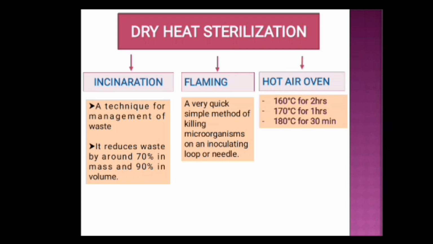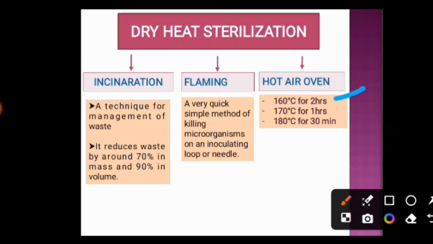This 160 degrees centigrade for 2 hours is the ideal temperature and time. But when you are in a hurry, you just increase the temperature by 10 degrees centigrade and reduce the time by half. So every time you increase the temperature by 10 degrees centigrade and reduce the time by half. That is, the ideal temperature is 160 degrees centigrade for 2 hours. And when you are in a hurry, you can increase the temperature from 160 to 170 degrees centigrade, and the time is 1 hour. Also, you can increase the temperature to 180 degrees centigrade for 30 minutes.